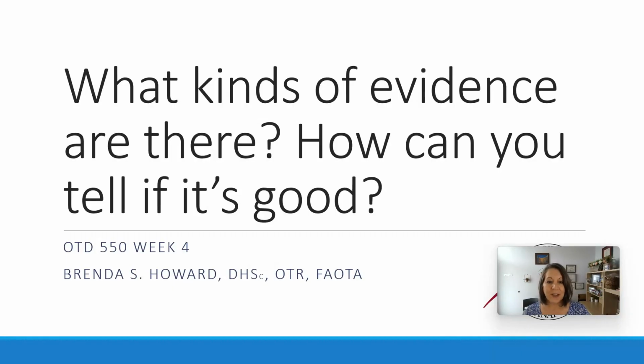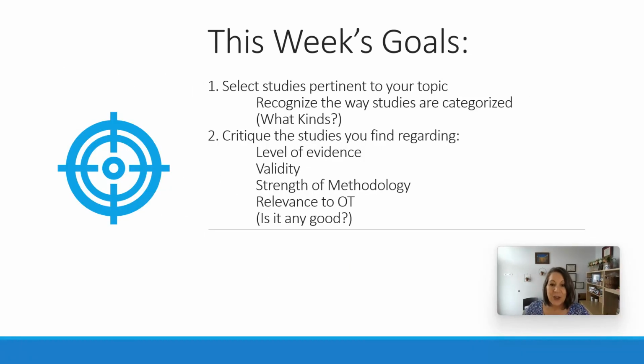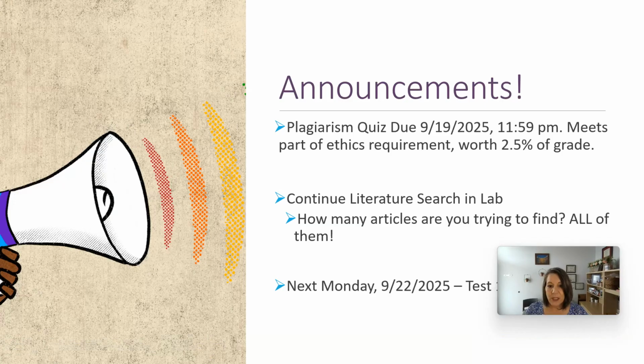What kinds of evidence are there, and how can you tell if it's any good? So this week we are going to be continuing to select studies that are pertinent to your own research topic, and then learning to critique the studies that you find regarding these different aspects, level of evidence and validity and so forth. But in order to do that, we've got a little bit more to learn about what kinds of studies are out there and how do we know if they're any good or not? How do we critique them?